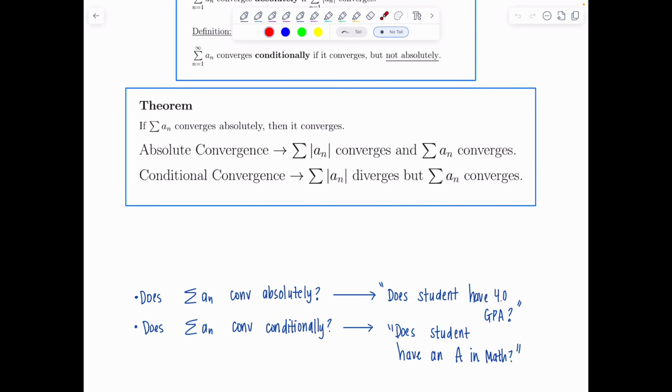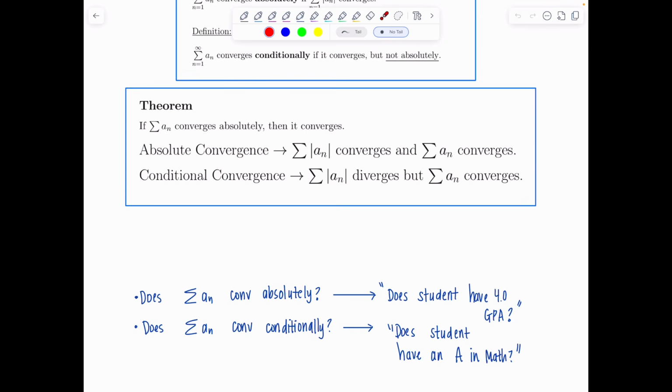But say you check their transcripts and you're like, oh yeah, they had an A in their most recent math class. Have you answered whether or not they have a 4.0 GPA overall? No, you still have to go back and check that. So that's what happens when you check for conditional convergence before you check for absolute. Sometimes it creates more work for you.